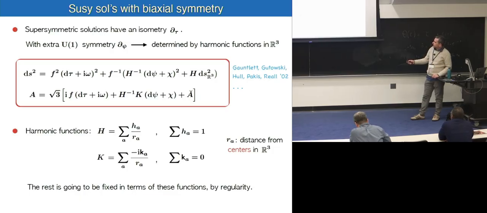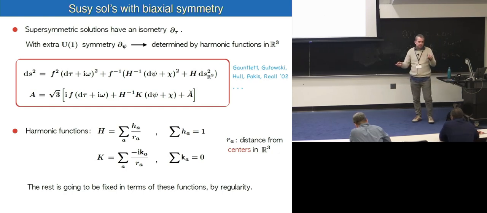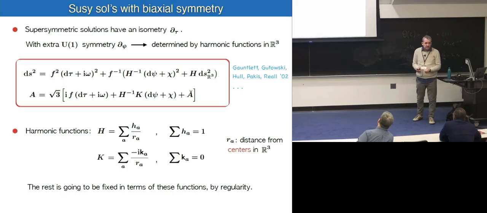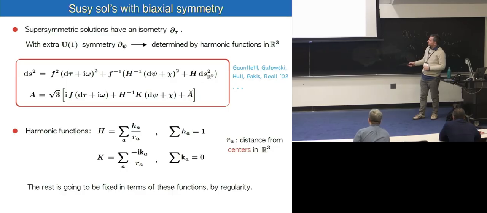These functions are harmonic in R3, so they have this form. r is the distance from some special points that are called centers. And here we have some parameters that in our case will be complex in general, but in the original Lorentzian solution they are real, and they should satisfy some constraints. All the rest, in the context I'm going to discuss, will be fixed by regularity. So all we need to know is that there are these harmonic functions.